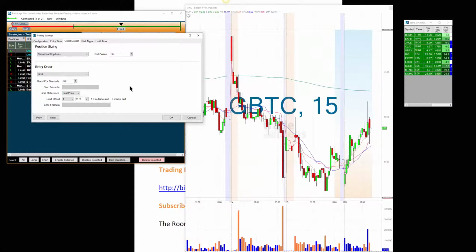Okay, and I figured it doesn't mean I'm going to get filled 10 cents out. But I was prepared to get filled 10 cents out. I just wanted to see how this would work today. This is the first day I've done it. Then risk management.